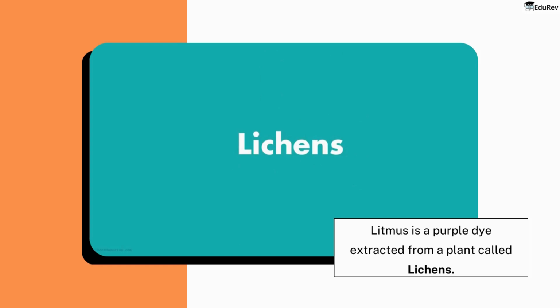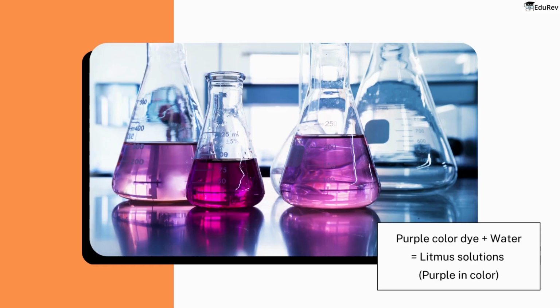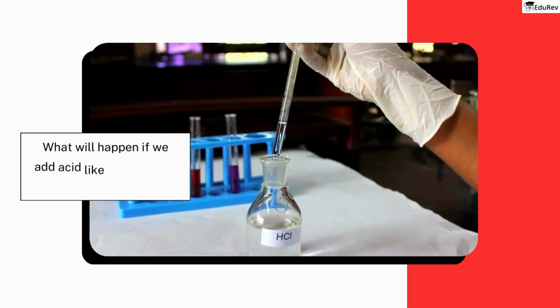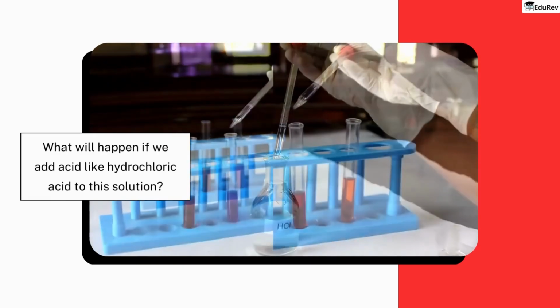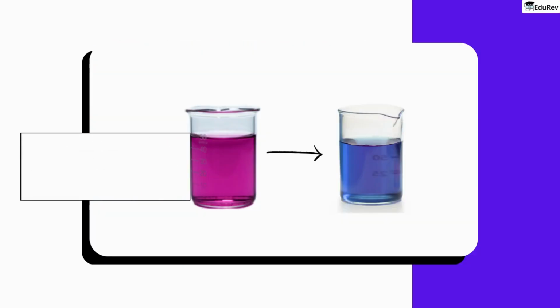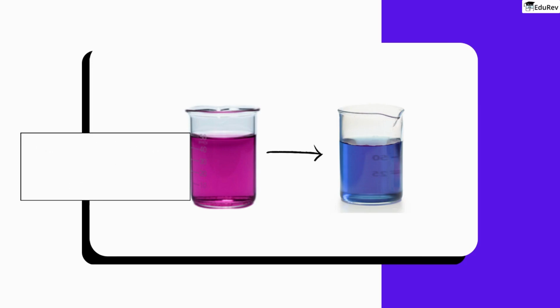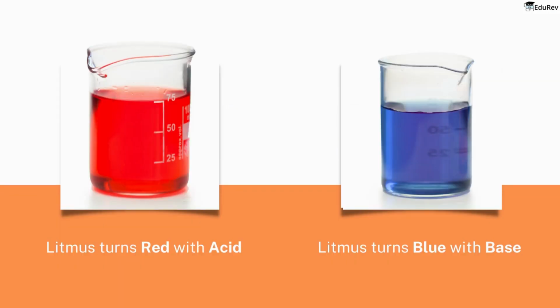The natural color of litmus is purple. Now, this purple color dye is mixed with water and this becomes the litmus solution, which is obviously purple in color. What will happen if we add acid like hydrochloric acid to this solution? Well, the solution will turn red. But on the other hand, if we add a base, like soap solution to this solution, it will turn blue. So, to summarize, litmus turns red when in contact with acids and blue with bases.